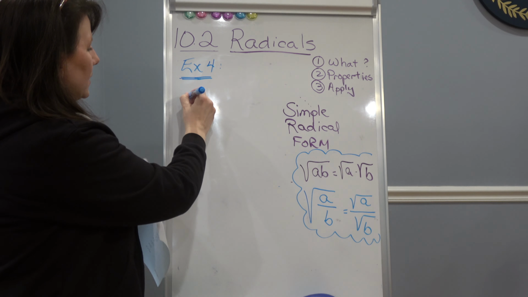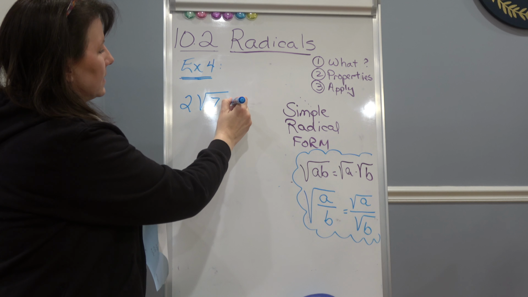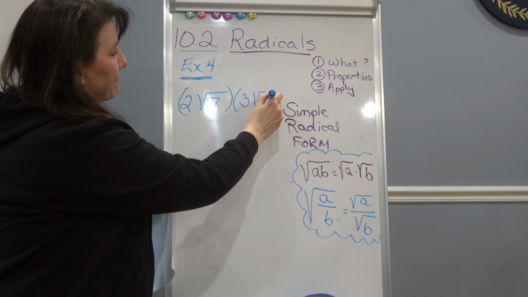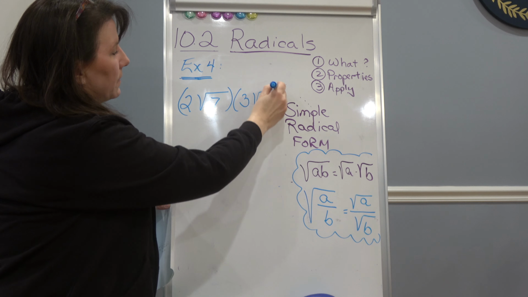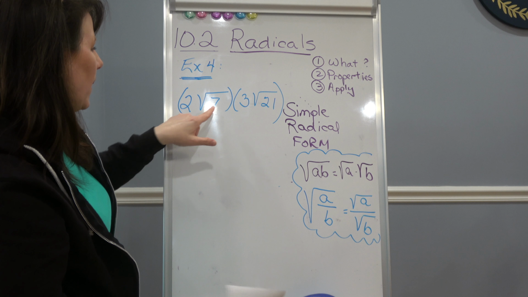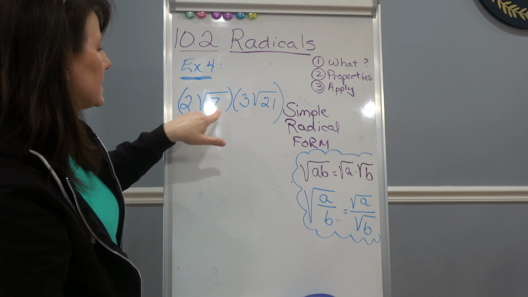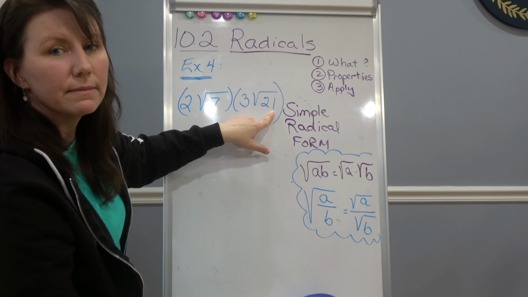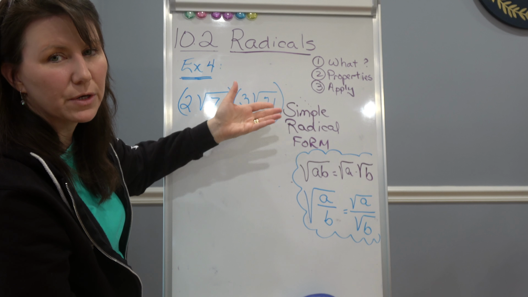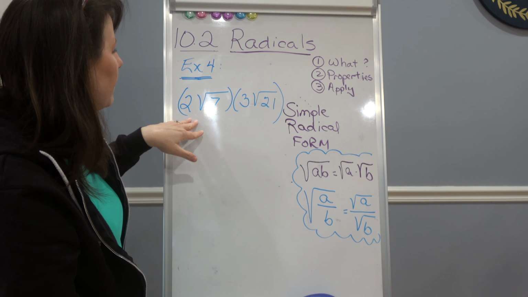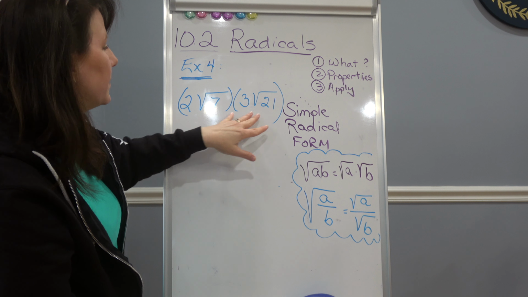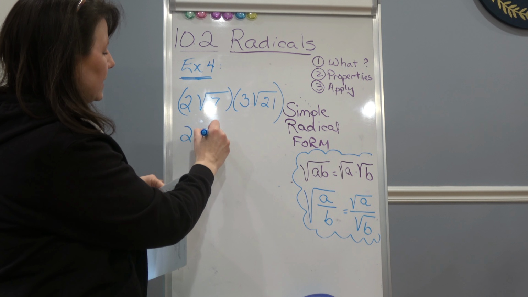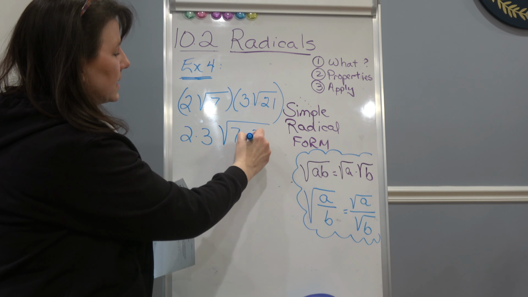All right, so let's say we had 2 square roots of 7 times 3 square roots of, let's say 21, okay? So these by themselves cannot be simplified because 7 is not a perfect square. It doesn't have any perfect squares as factors. 21 is not a perfect square. It doesn't have any factors that are perfect squares. So really, the best bet would be to multiply these to see if we can create any common factors. So we would multiply the outsides with the outsides and the insides with the insides.